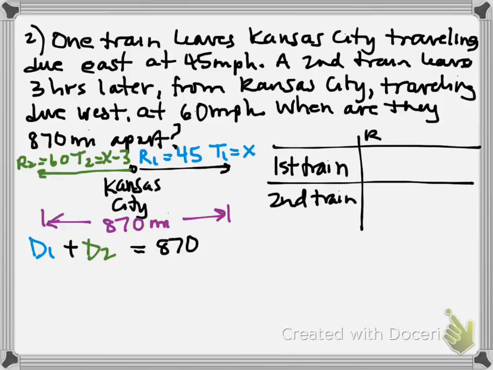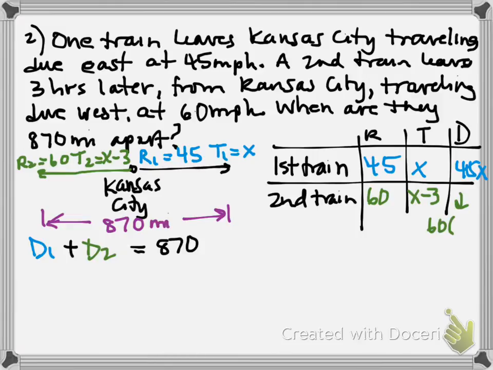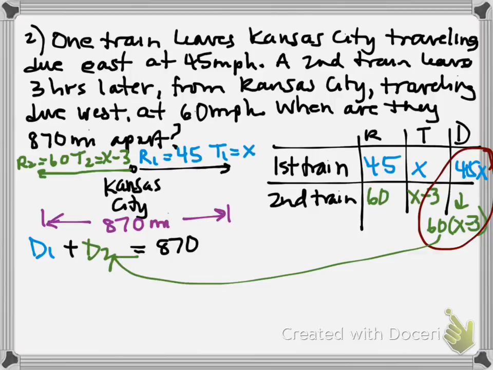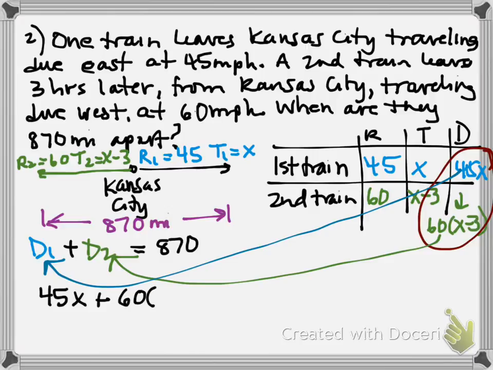The top is the same: rate, time, distance. So the rate of the first train was 45, his time was x, his distance is 45x. Okay? The second train, his rate was 60, his time is 3 hours less, x minus 3, and his distance would be 60 times the quantity x minus 3. So I'm going to take these two values and substitute them into their appropriate location. So here's his distance, and here's his distance. So my equation is 45x plus 60 times the quantity x minus 3 equals 870. And then I solved that one out.